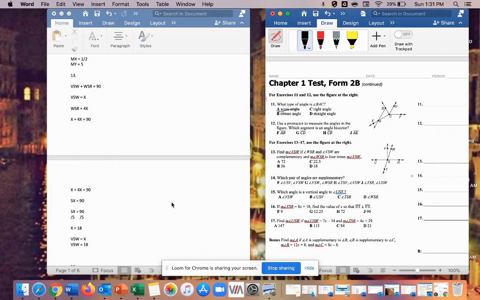Which pair of angles are supplementary? When you're looking for pairs of angles that are supplementary, what you really want to do is look for angles that when you combine them, they would make a straight line. So in this case, you would look at TSV and VSW. See how TSW is a straight line right here? And VSW is the only part of it that's missing from it. So if you add this angle plus this angle, it's going to equal 180 degrees. It's going to be a straight line.